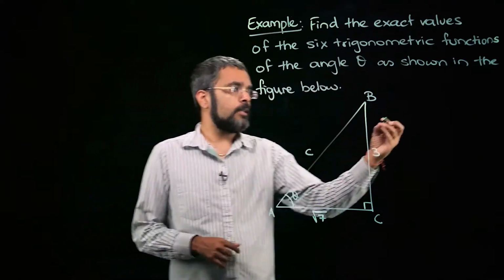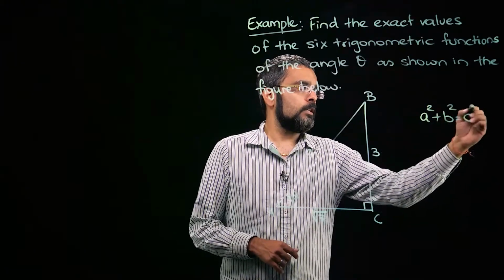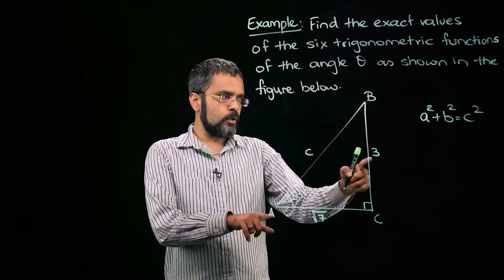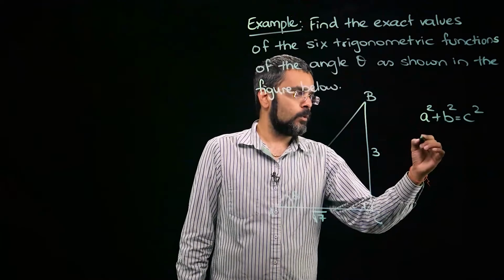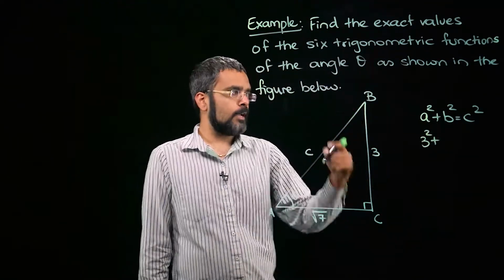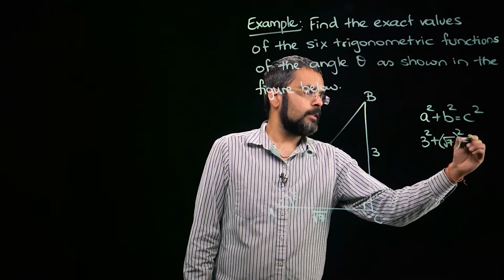I know that A squared plus B squared equals C squared. What is my A? Small a is the side opposite angle A, which is 3. So this is 3 squared, plus B is the side opposite angle B, which is root 7, and I'm going to square that. And that is equal to C squared.